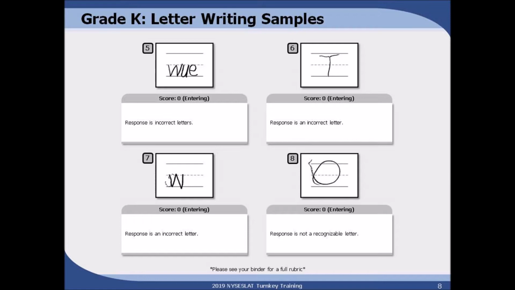Sample 7 is a 0. The response is an incorrect letter. The student wrote the letter W instead of the letter Y. Sample 8 is scored a 0. The response is not a recognizable letter.